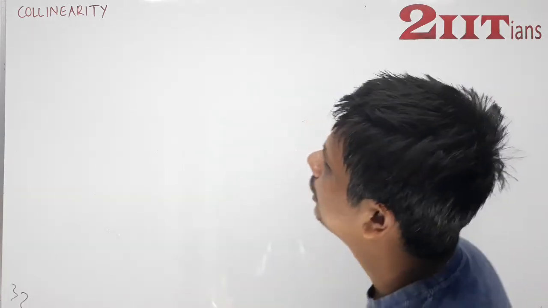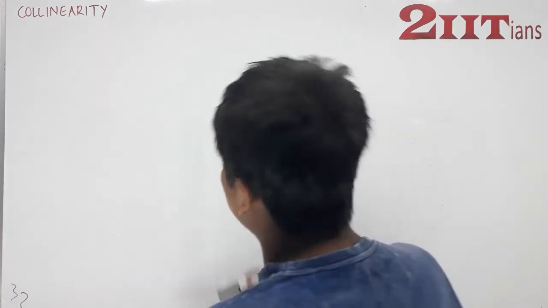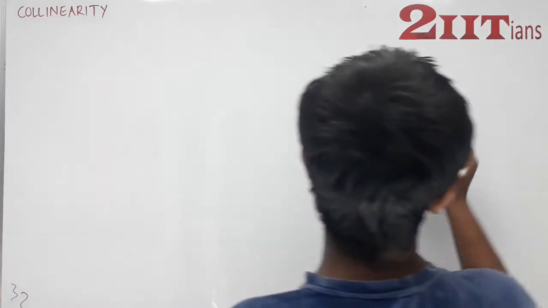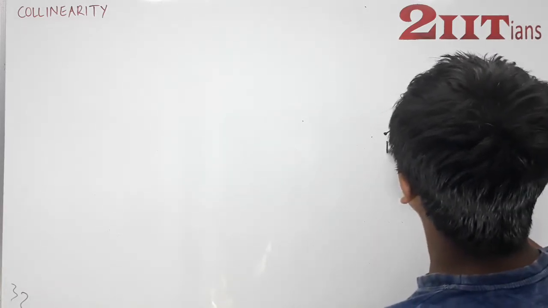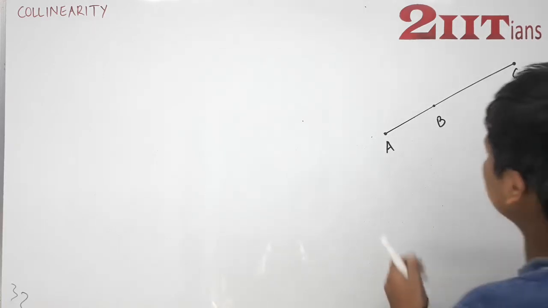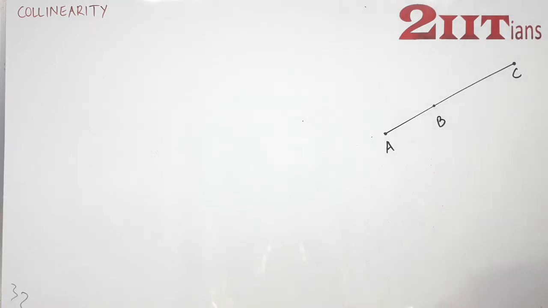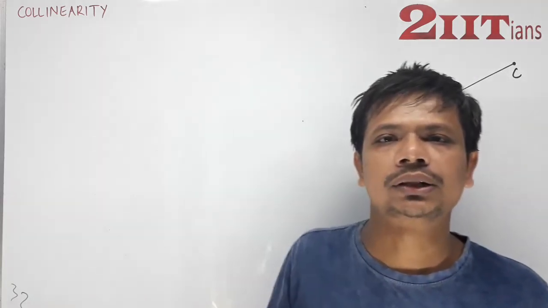2IITians. We are going to study collinearity now. What is collinearity? We will prove 3 points as collinear, and there are various methods to do it. Okay, 3 points A, B and C are to be collinear. Then we will use 5 methods. What are those methods?